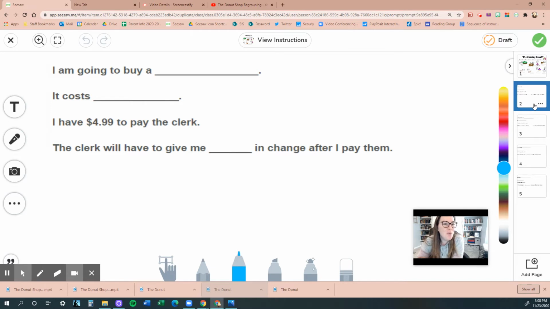It says, I'm going to buy a blank. It costs blank. I have $4.99 to pay the clerk. Watch this right here because this is going to change every video. Every amount is going to change in every video. The clerk will have to give me blank in change after I pay them. So in this first blank, we will write the name of the donut we'll buy. Then we'll write its cost. We'll pay attention to how much we have to pay the clerk. And then we'll find out how much change they're going to have to give us back.